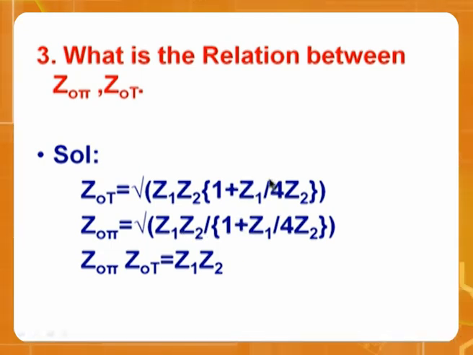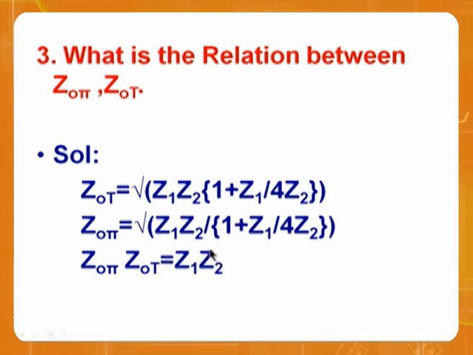This is into by, that means this part will cancel with this part. What are you left with? Root of Z1 Z2 whole square. That will become Z1 Z2. That's why Z0π into Z0T is equal to Z1 Z2.